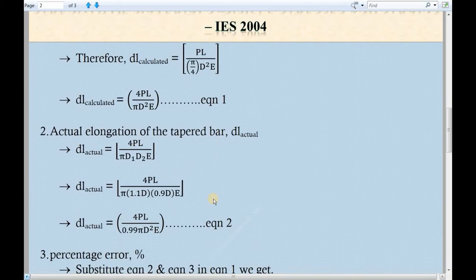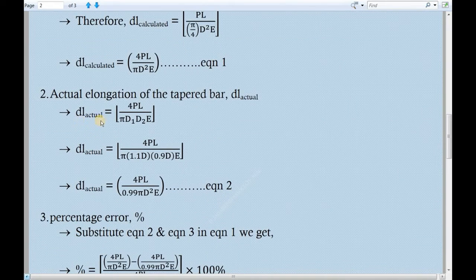Now I will find the value of actual deformation of the tapered bar, which is taken as dl actual. dl actual is calculated by using bigger end diameter and smaller end diameter. So the formula for dl actual is equal to 4PL by pi d1 d2 E, where P is load applied on the tapered bar, L is length of the tapered bar, d1 is the bigger end diameter, d2 is the smaller end diameter, and E is the Young's modulus.